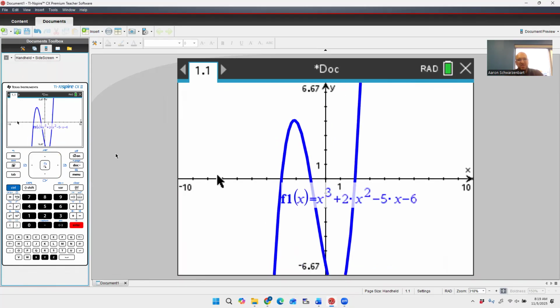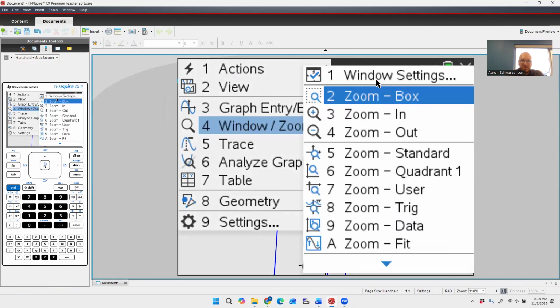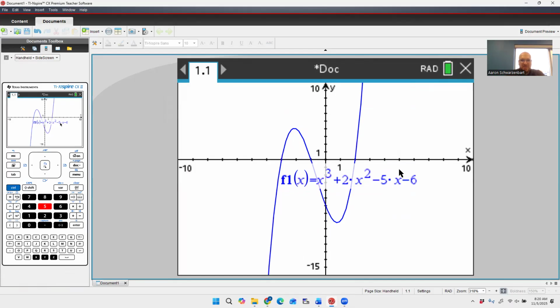You definitely should not draw this graph by hand first. You need to adjust the window in the menu, -10, -15. Okay, so this would be a good window. My y-intercept is (0, -6).